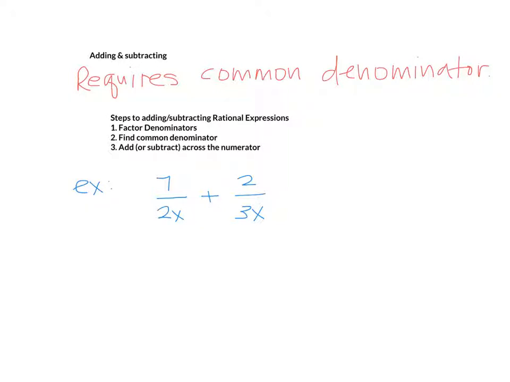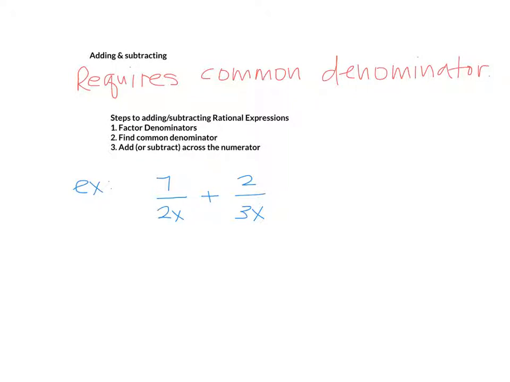Okay, so here's overall the steps. So step number 1, factoring the denominators is not always required. So that's just if necessary. Step 2 is always necessary. And step 3 is how we finally actually do the addition or subtraction.